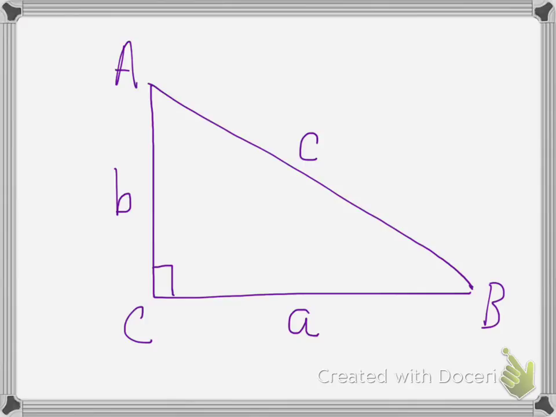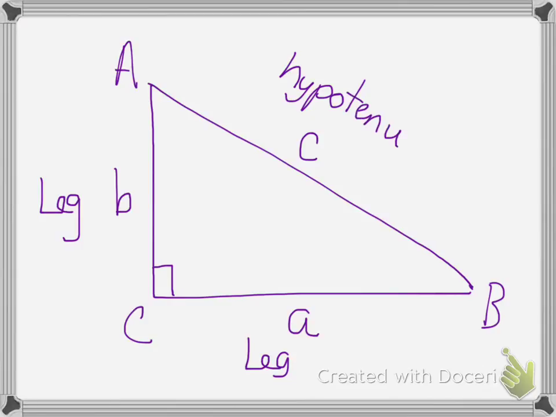So side A and B have a name, they are called legs. So side A is a leg, side B is a leg, and those sides are next to the right angle. So the sides next to the right angle are the legs, and then the side opposite the right angle has a different name, it's called the hypotenuse. The hypotenuse, I always spell it wrong, yeah, that's right, hypotenuse.